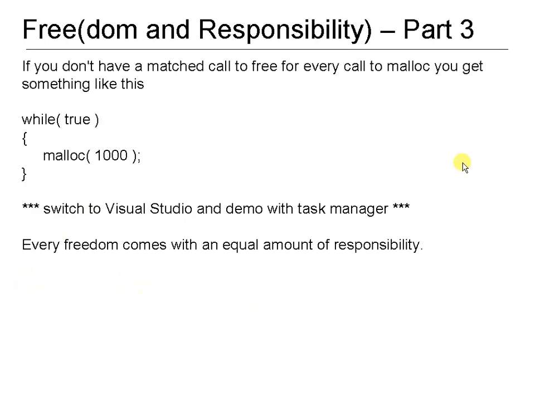If you don't have a matched call to free for every call to malloc, you get something like this. Now, this is its most condensed form, so you probably never have this in your code explicitly. But while true, so while your program is running, you're going to malloc 1,000 bytes. And what do you do with the pointer? Well, you just throw it away. Okay, so it's lost. It's gone. And then you keep looping. So what that's going to do is allocate memory in chunks of 1,000 bytes, and very quickly you're going to run out of memory.